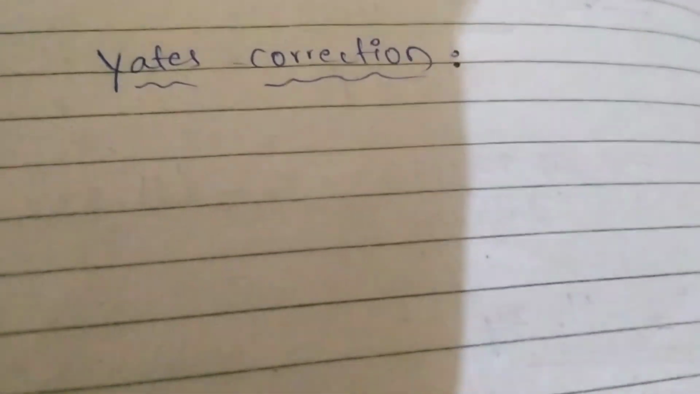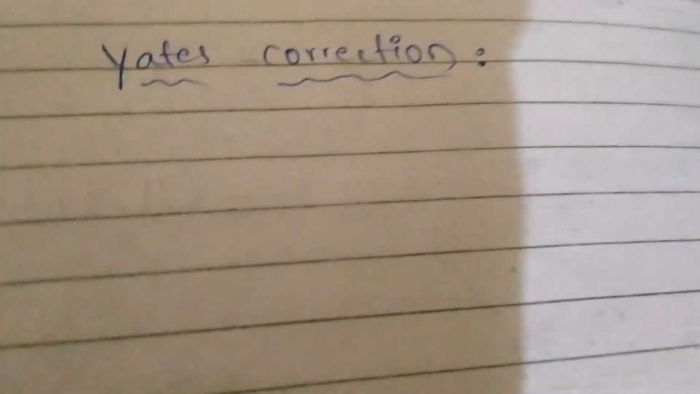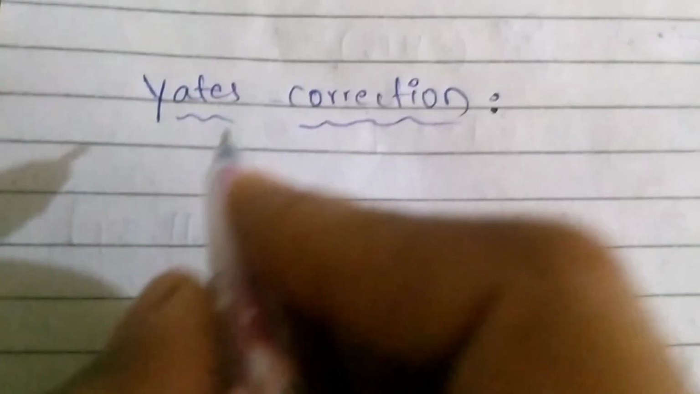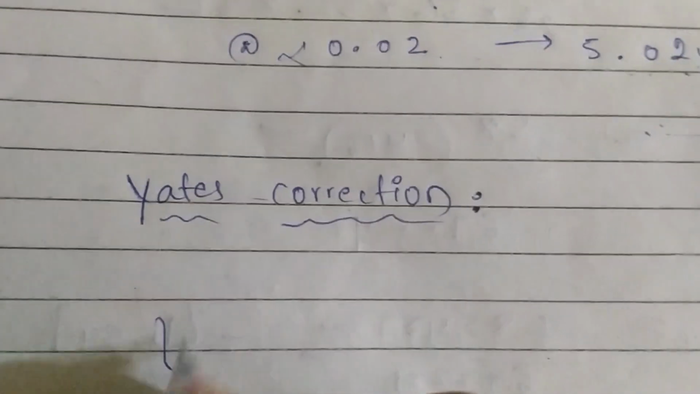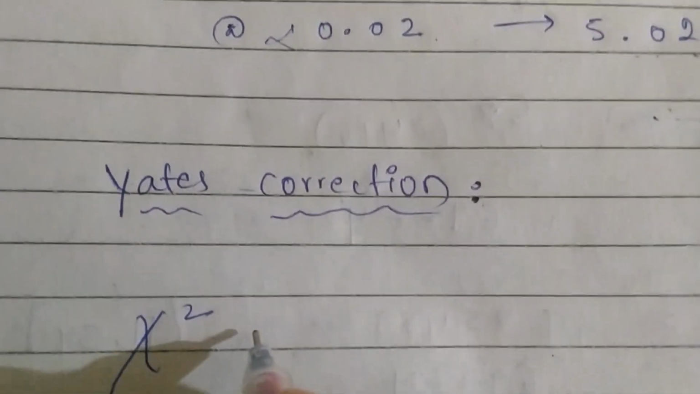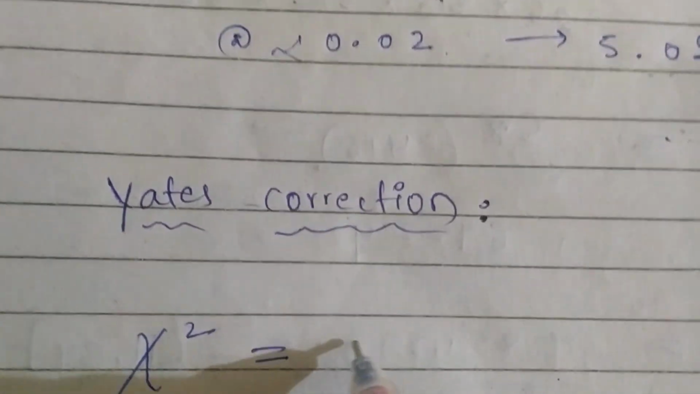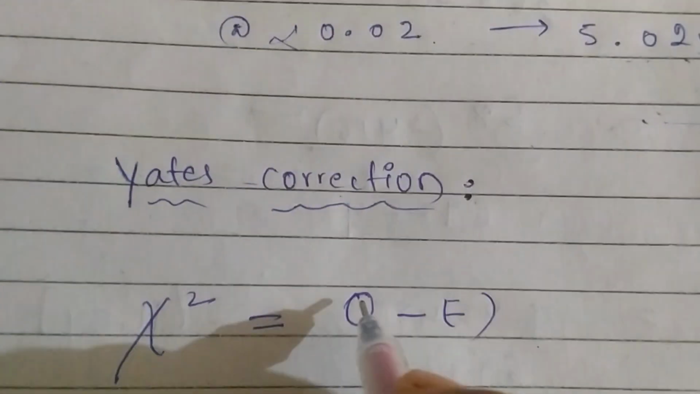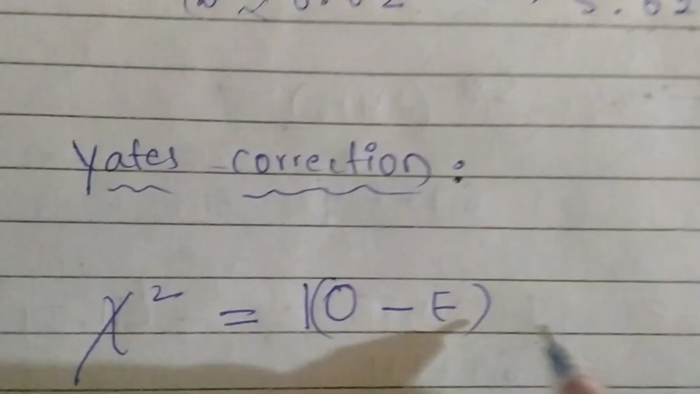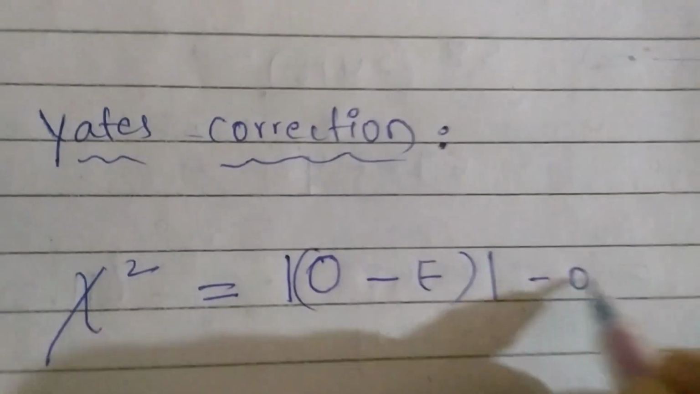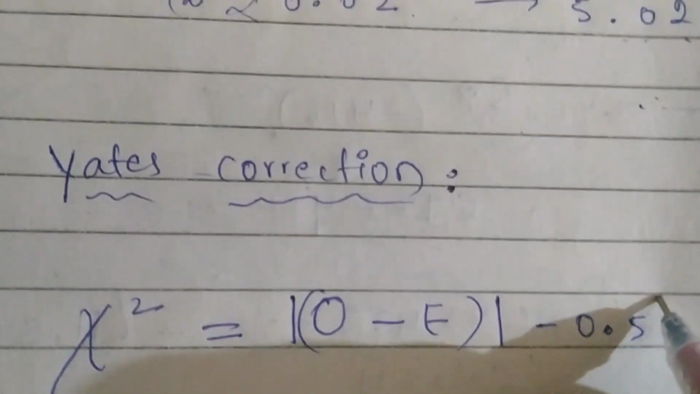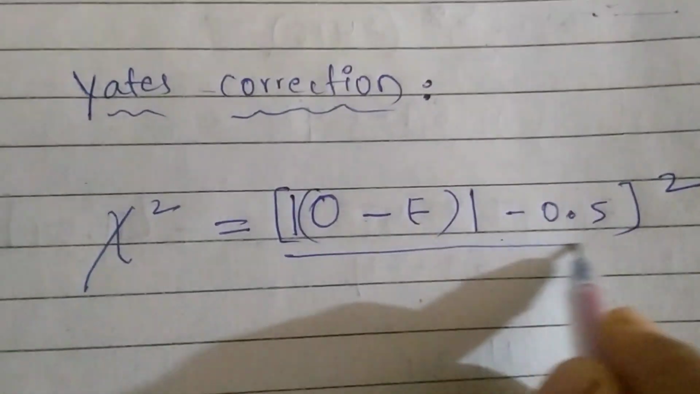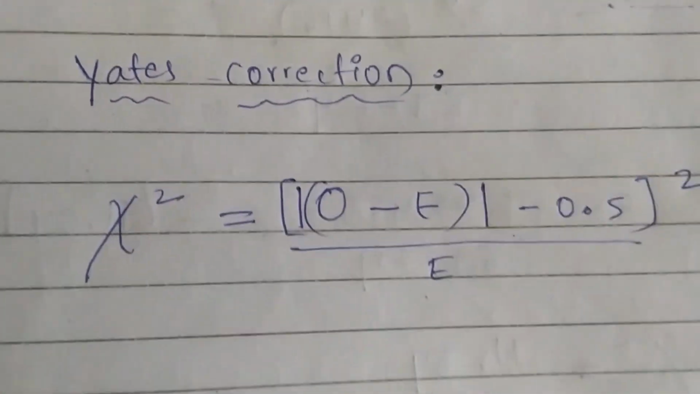Hello all. Today we'll discuss Yates correction with an example. The formula to calculate Yates correction is chi-square equals observed frequency minus expected frequency, enclosed in a modulus, minus 0.5, the whole squared, and this is divided by E. So this is our formula.